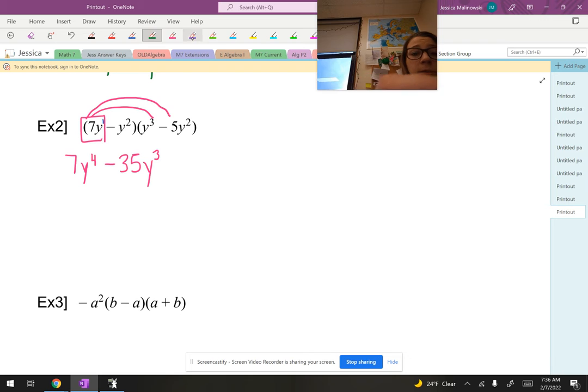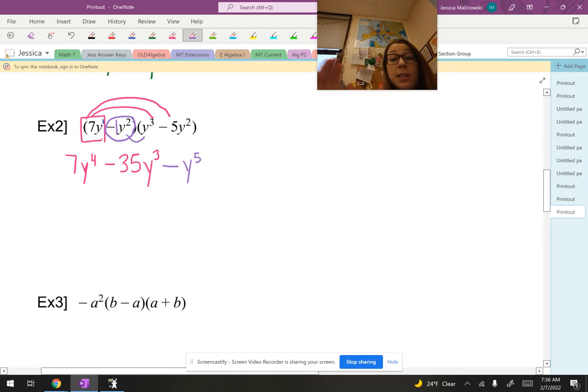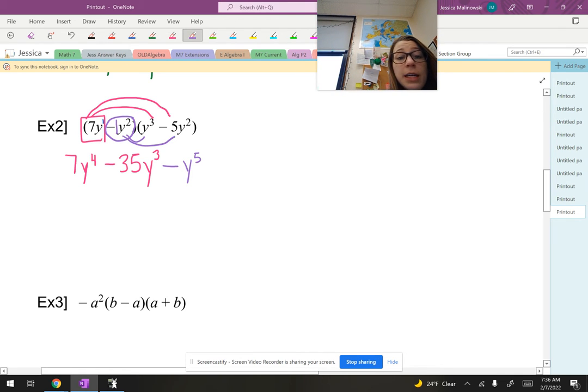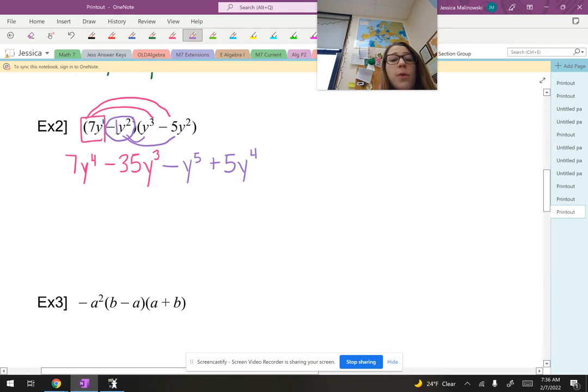Okay, next piece. That negative, not forgetting that sign, that negative y squared, or negative 1y squared. That's going to give me a negative y squared times y cubed. That would be y to the fifth. Because again, if I expand that, y times y times y times y times y would be y to the fifth when I condense that. Negative 1 times negative 5 turns into a positive 5, and y squared times y squared turns into y to the fourth.